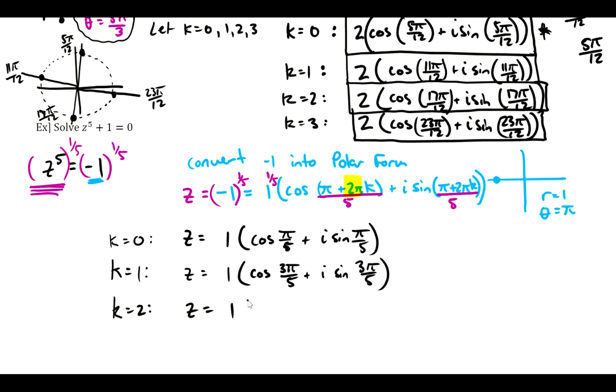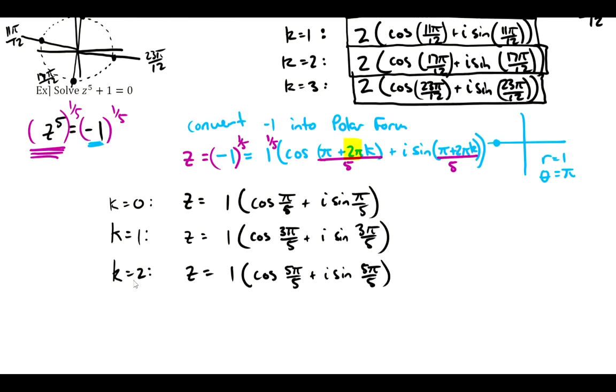z equals 1, big parentheses, cosine. Again, just continue adding 2 pi to the numerator. That would be 5 pi over 5 plus i sine of 5 pi over 5. Okay, notice that would simplify, but let's keep moving so we can continue the pattern.